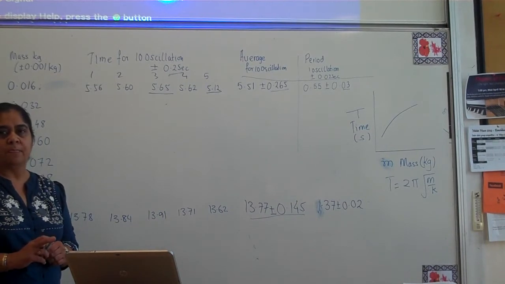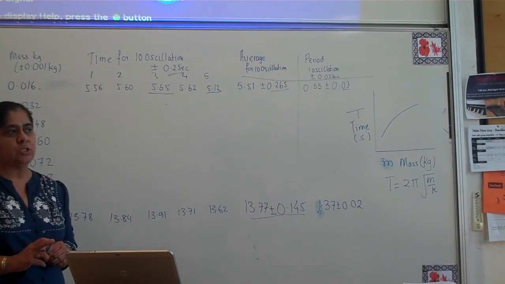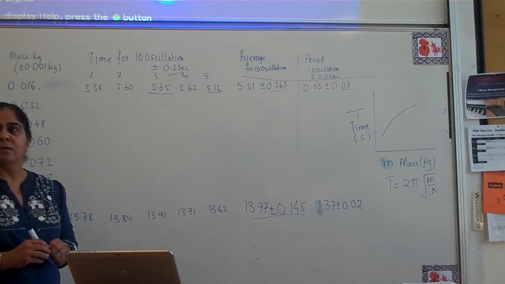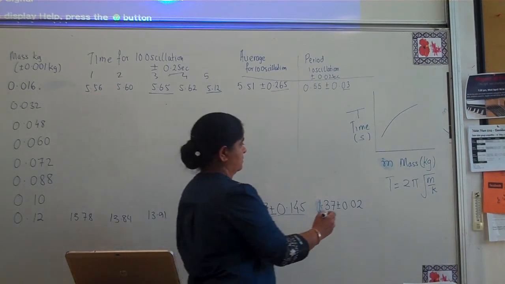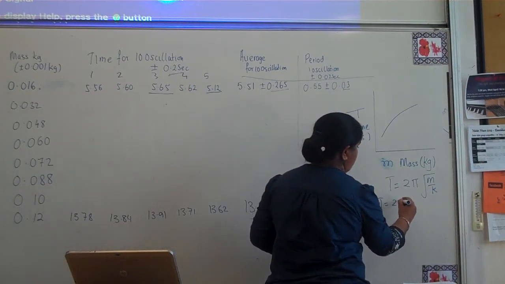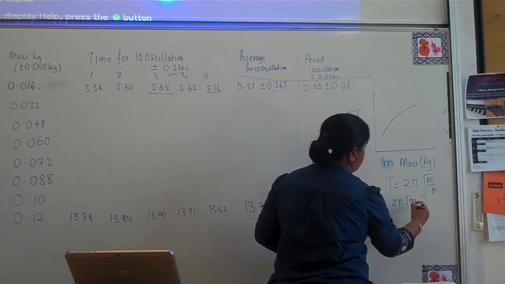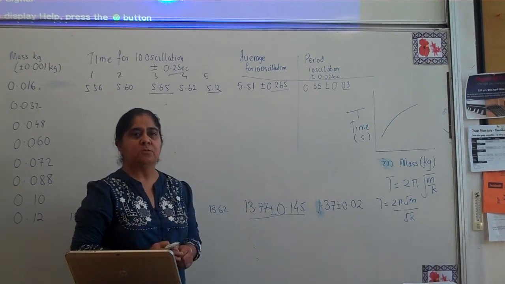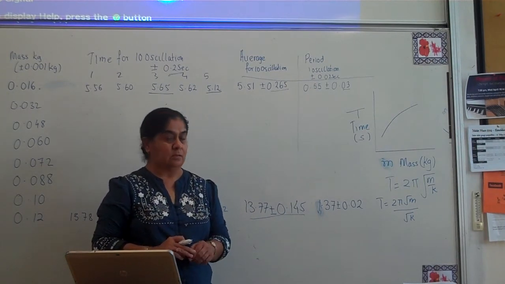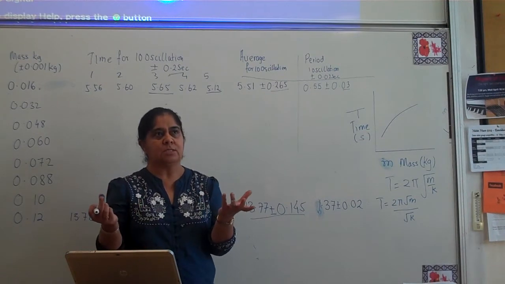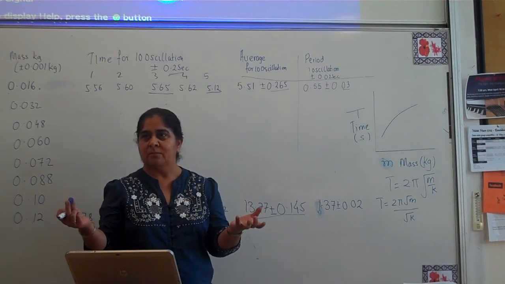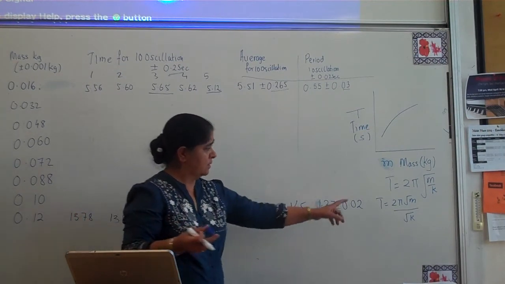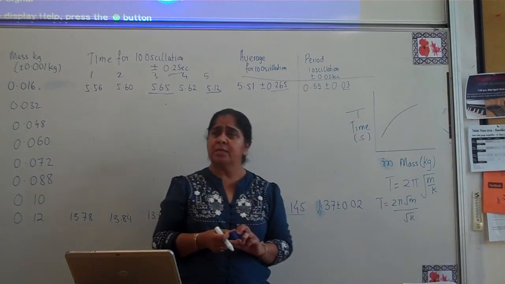So this equation, what kind of relationship does time have with mass from that equation? Can you tell me? Not from the graph, but from the equation. It's like this. T is 2 pi square root m divided by square root k. So what kind of relationship is this? Do you just say mass has a square root relationship? With whom? With time. Time has a square root relationship with k as well.